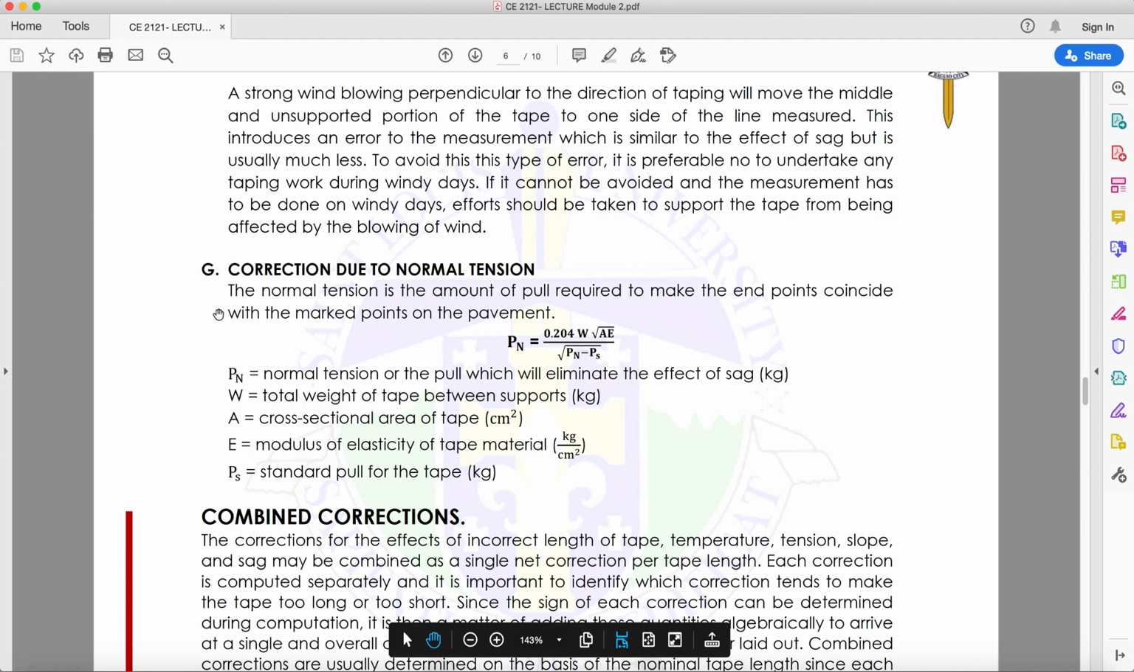Next is correction due to normal tension. So the normal tension is the amount of pull required to make the endpoints coincide with the mark points of the pavement. So Pn, the normal tension of the pull which will eliminate the effects of sag, is equivalent to 0.204 w square root of AE over the square root of Pn minus Ps. A is the cross-sectional area of the tape, E is the modulus of elasticity of the tape, and Ps is the standard pull of the tape.